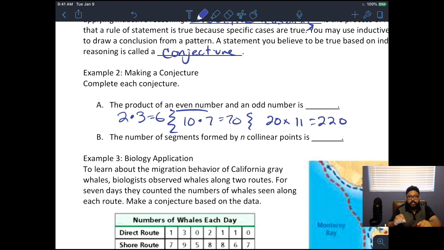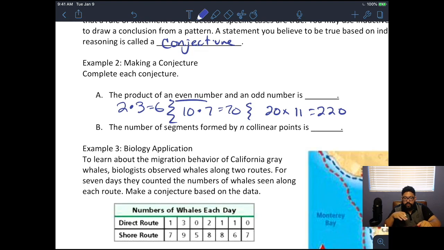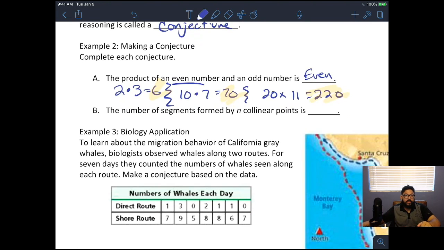So what is the conjecture we can make here? Well, we notice that every time we multiply an odd and an even number, our answer is always going to be, if we look at all these numbers, what they have in common, they're always going to be even. So that's our conjecture.